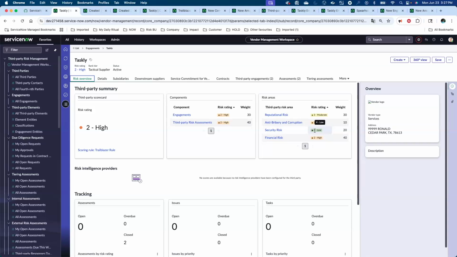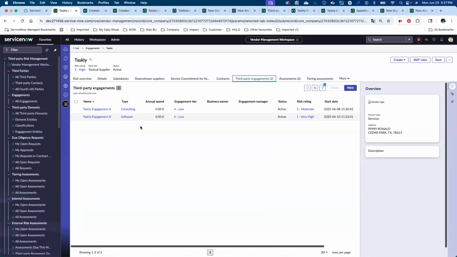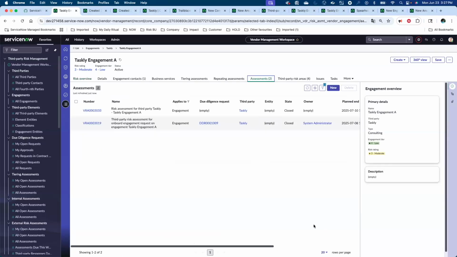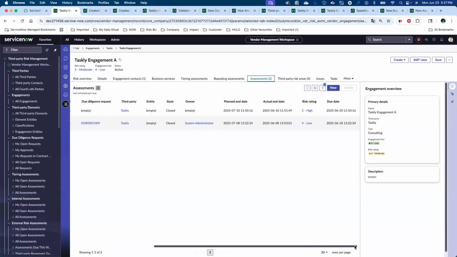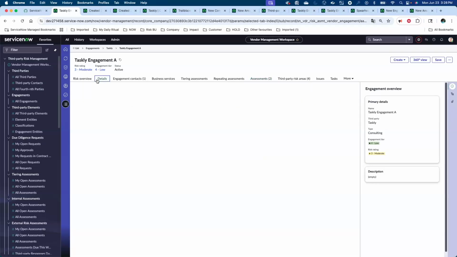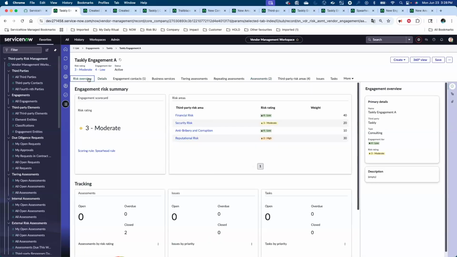Now, having reviewed this, let's take a look at the engagements. We'll just look at one engagement here, engagement A. In terms of the risk ratings, this is 3 moderate. There are 2 assessments in this, 2 high and 4 low. So 2 plus 4 is 6, divided by 2 because it's an average. It comes to 3 moderate.